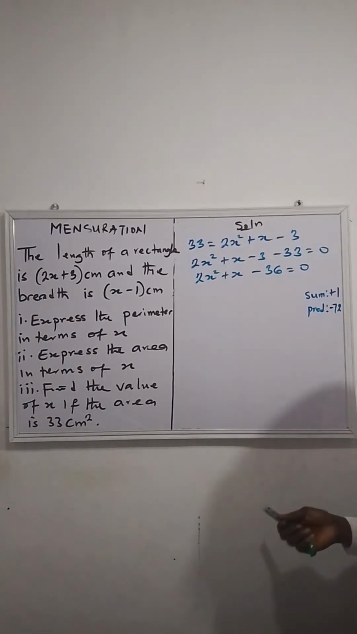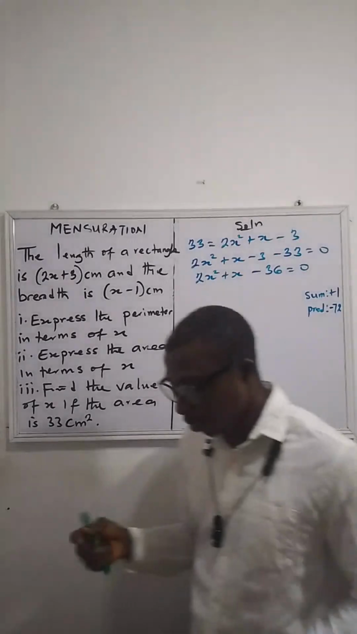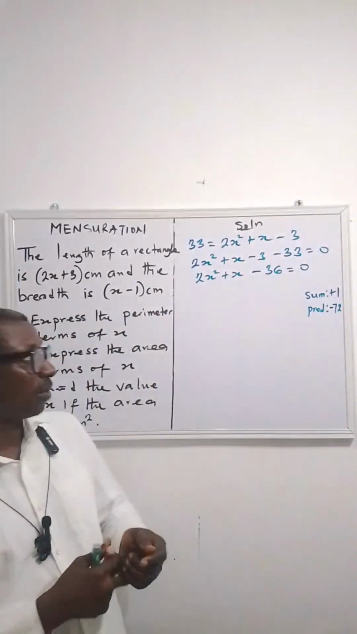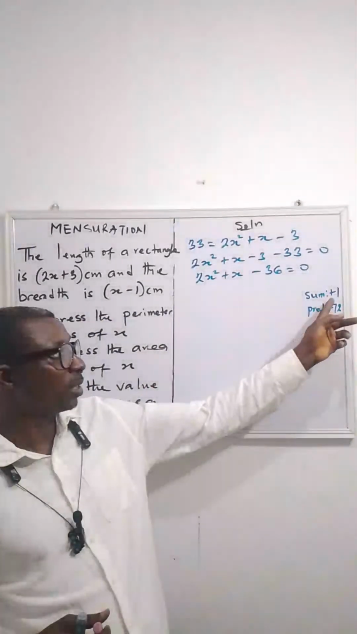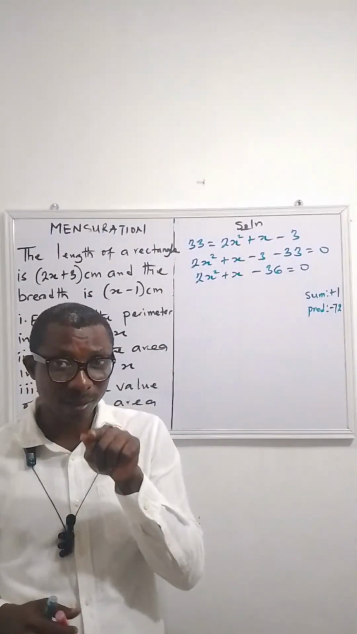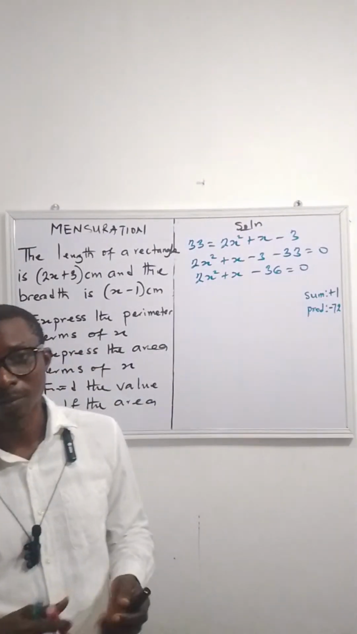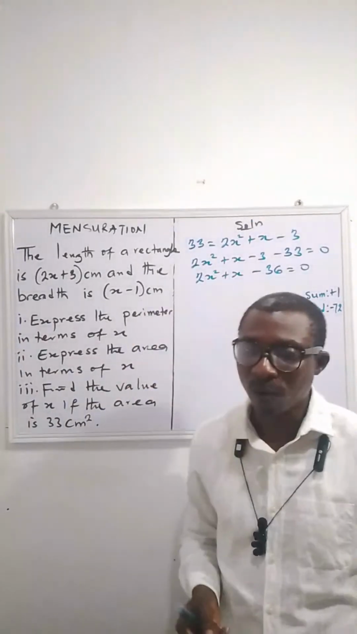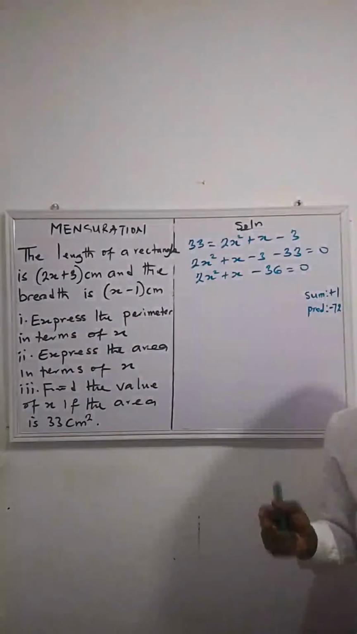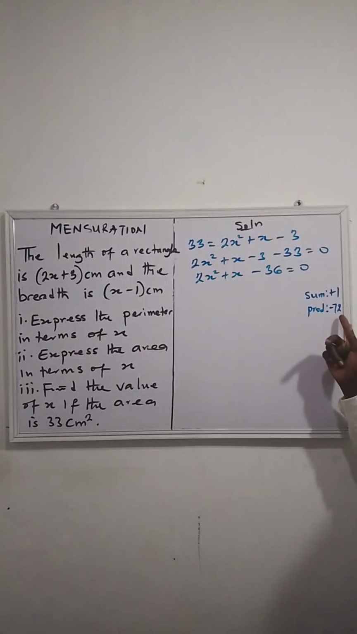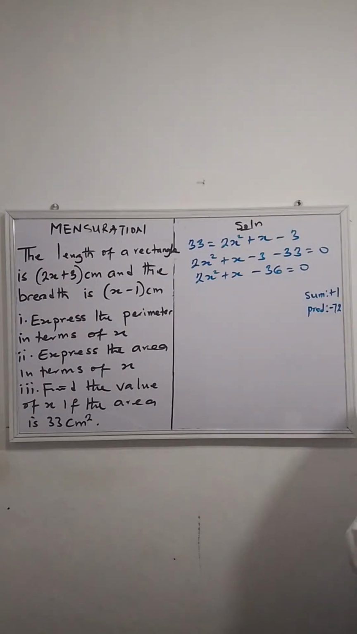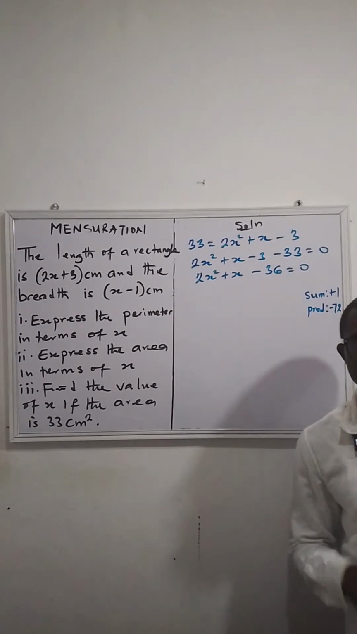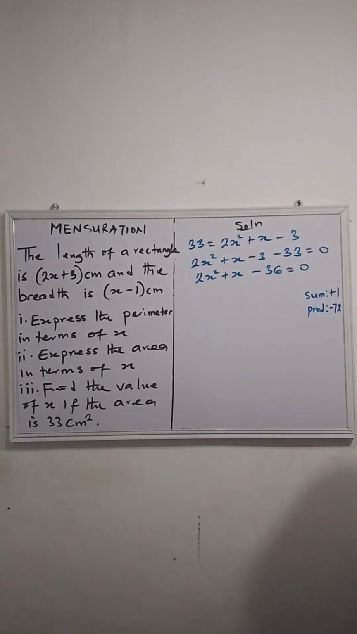So this time around, we need two numbers such that when you multiply together, you have negative 72, and when you add together, you have positive 1. I'm very sure by now you should have gotten the answer. So what are the two numbers that, when multiplied together, give negative 72, and when added, give positive 1? If you have the answer, drop that in the comment section.